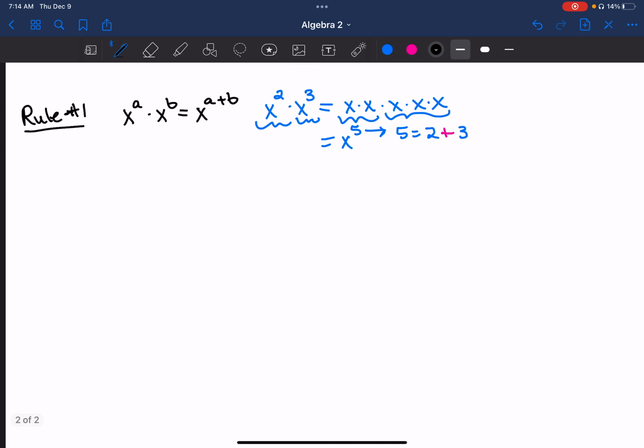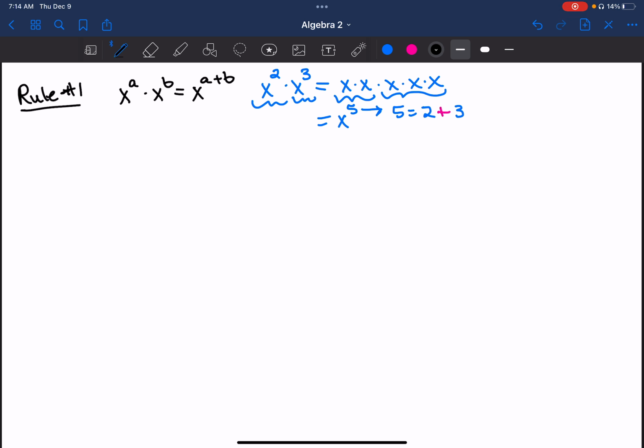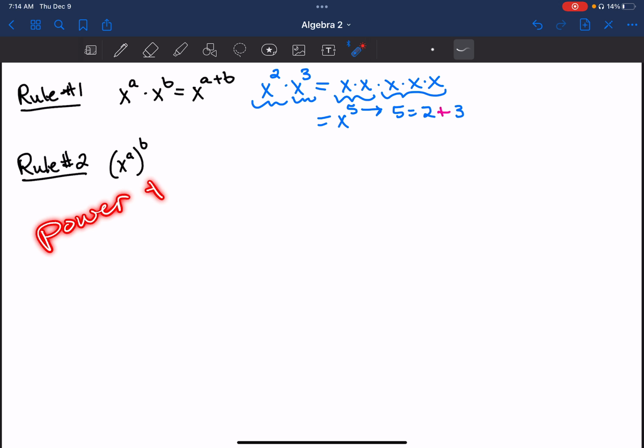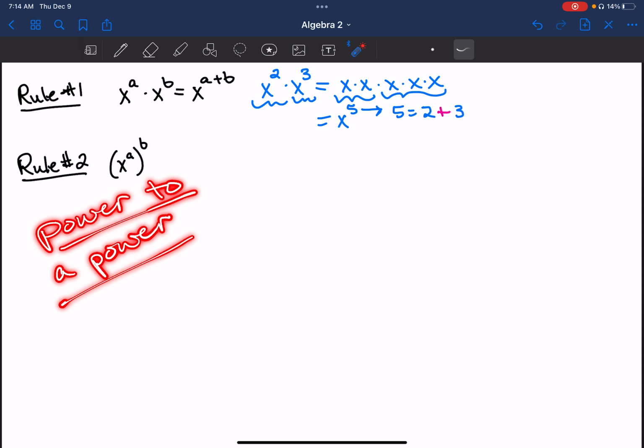Okay, let's scroll down. I'm not going to be able to get all the rules on one page, but I will do my best. So rule number 2 is, well, what happens if I have x to the a raised to another power? I have a power to a power is what we call this. A power to a power. What do I do here?